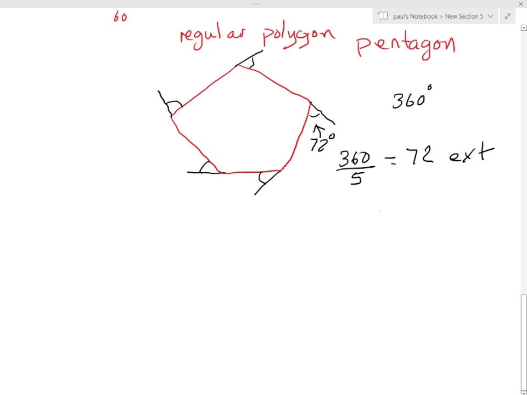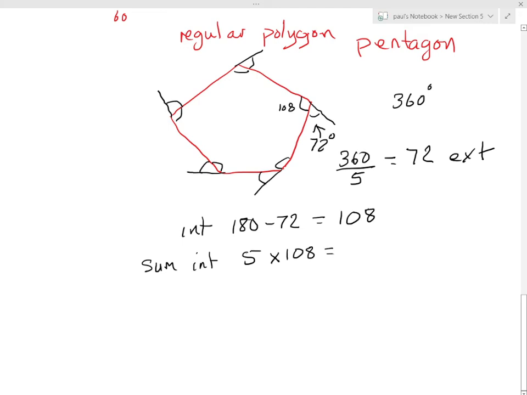Now, the next bit to find is the internal angle. Now this is on a straight line. So the internal angle will be 180 minus 72, which is 108. 108 for the internal angle. Now internal angles, you've got 1, 2, 3, 4, 5. So the sum of the internal angles is 5 times 108, which equals 540. So that's how to find the sum.